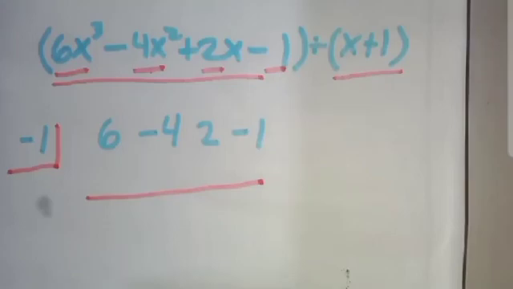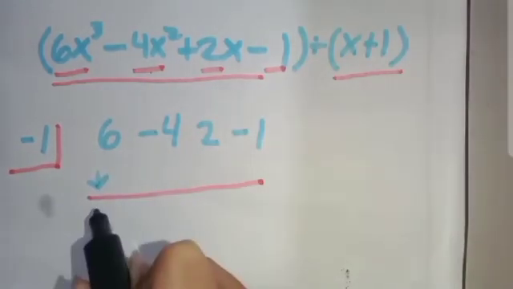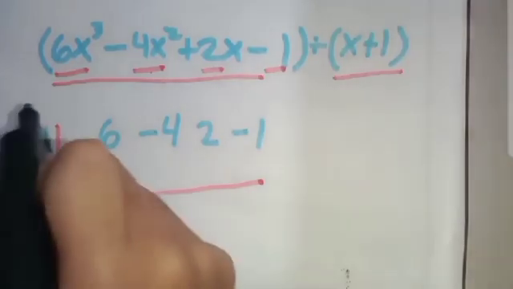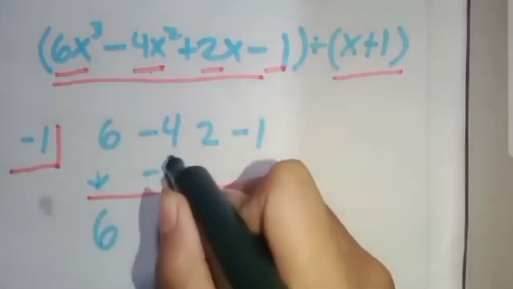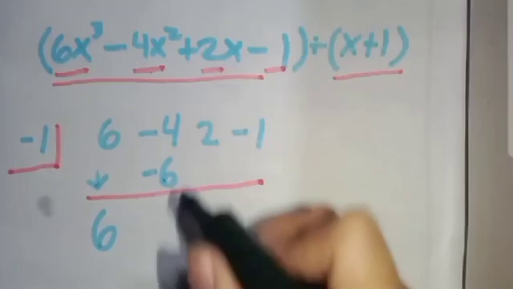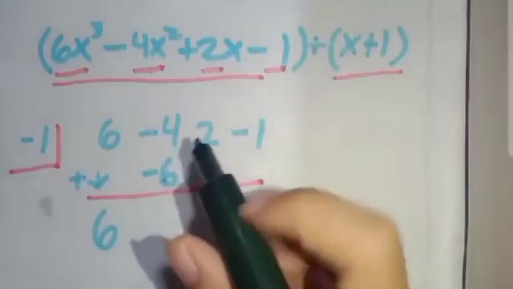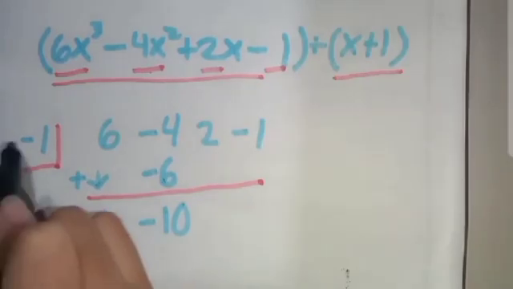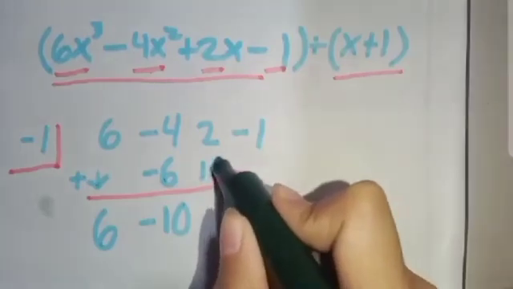So the first step, bring down the leading coefficient, which is 6. Add the integers. Negative 4 plus negative 6 is negative 10. Next, multiply it again with negative 1. So, negative 10 times negative 1 is positive 10.